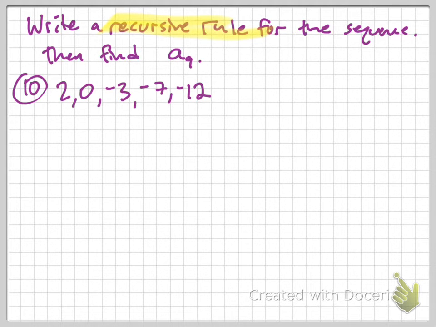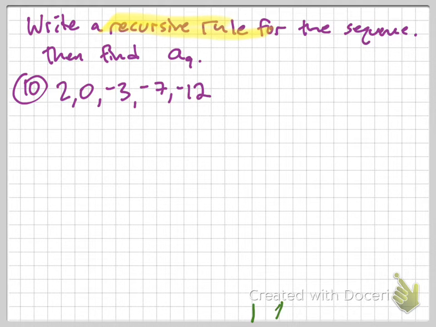So I'm going to switch to green here. What we have to think about is, is there a way that we can present this in terms of the previous term? That's what a recursive rule is, where, for instance, we know A1 is 2, A2 is 0.